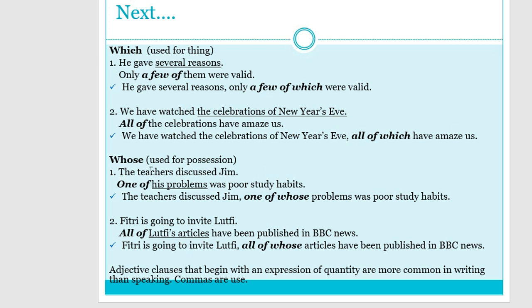Whose? The teacher discussed him. One of his problems was poor study habits. The teacher discussed Jim, one of whose problems. Why we put "whose"? Because the teacher discussed Jim, one of his problems. So problem is kind of possession that belongs to Jim. So we cannot put "one of which problems." Why? Because we are mentioning here one name or one person, and this person has his own problems. So, one of whose problems was poor study habits.